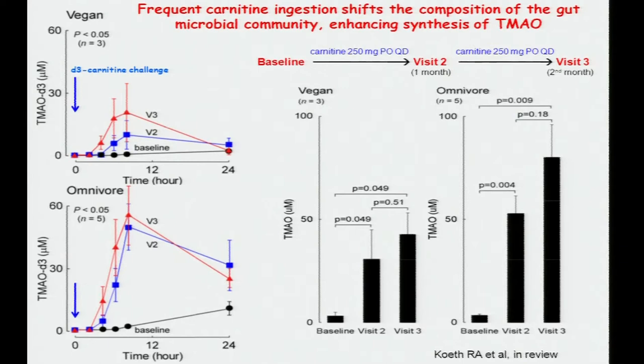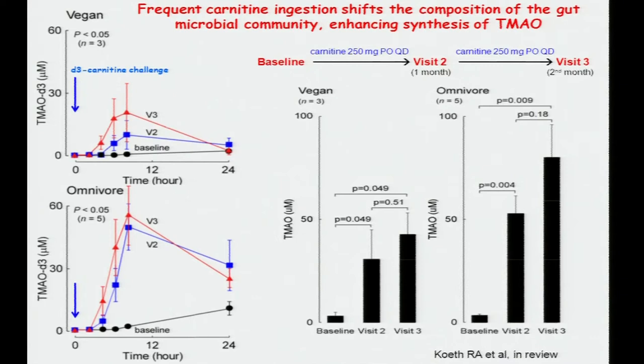The vegans that we've done so far are shown on the left, the omnivores on the top and the omnivores on the bottom. And on the right-hand side is just fasting plasma levels. And that tells the story. If you have chronic carnitine supplementation, regardless of your diet, we are walking tissue culture dishes, and if you give a nutrient that the microbes like, they get a selective advantage, and now they're going to be more populous and grow.